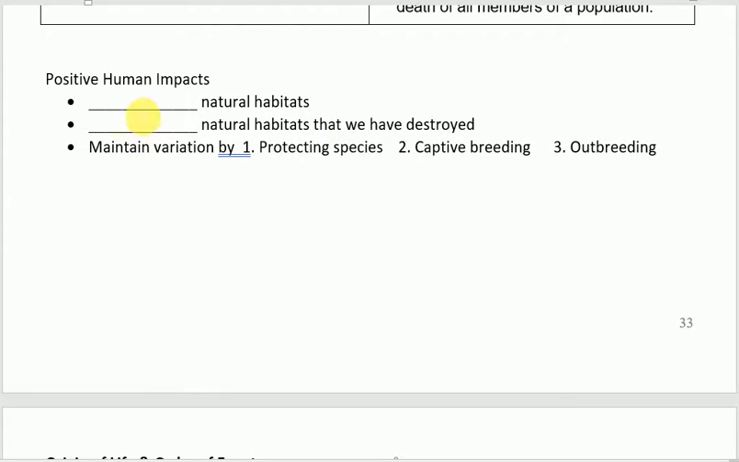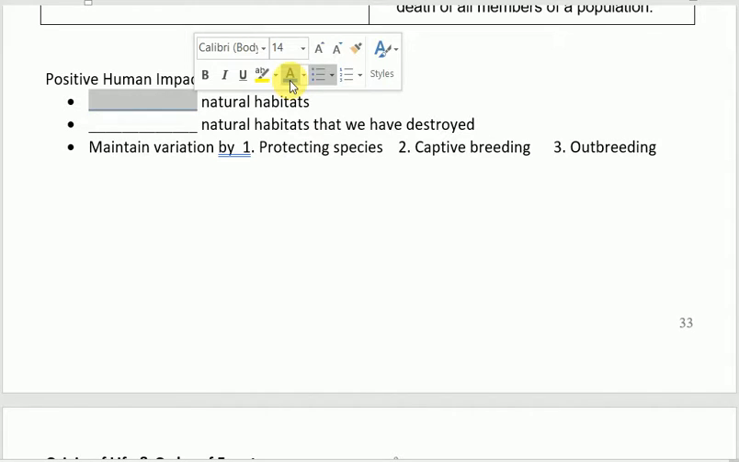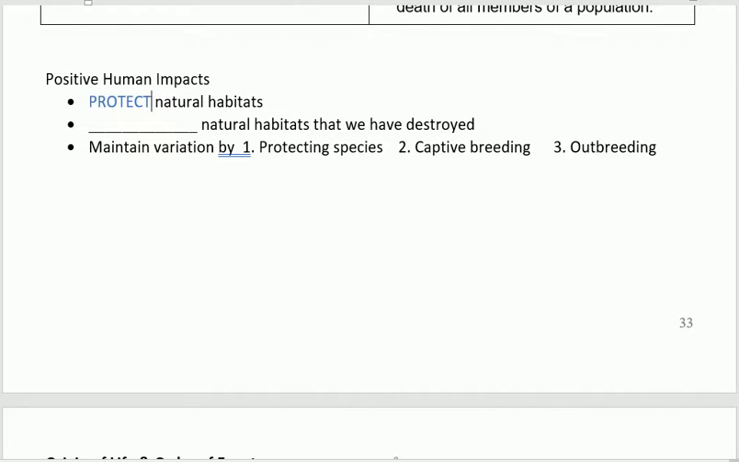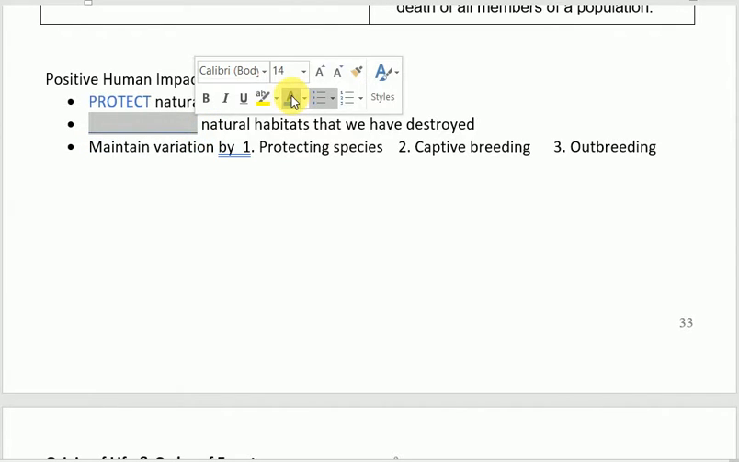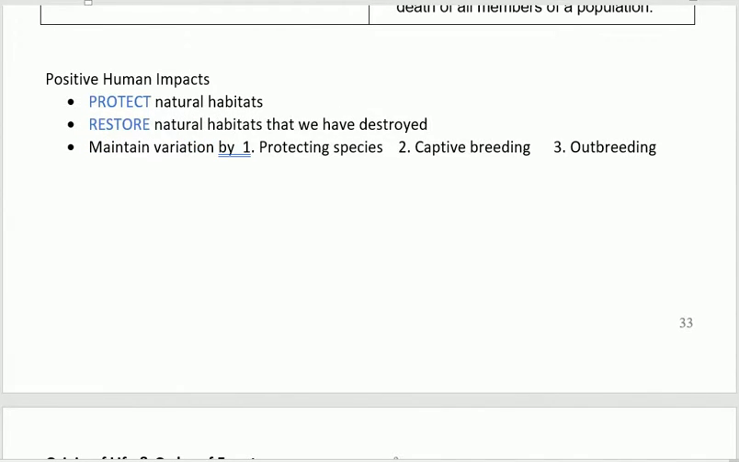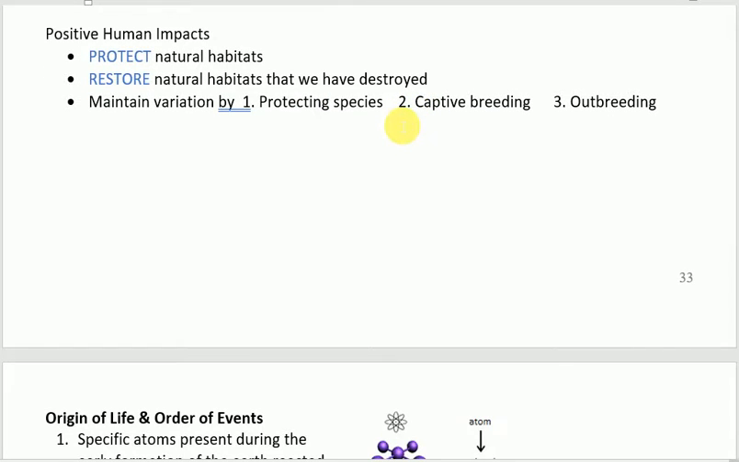So, positive impacts that we can make as humans. We know that we need to protect natural habitats. We also know that we need to restore those habitats that we have destroyed. We also need to maintain variation by protecting different species. We've got captive breeding programs going, and we've also got outbreeding. And with these tools, we have brought several species back from the verge of extinction.